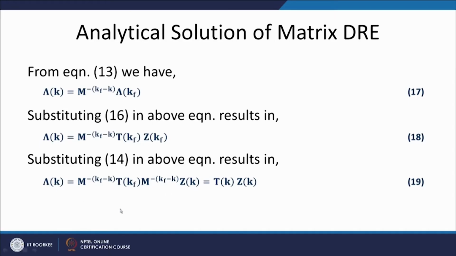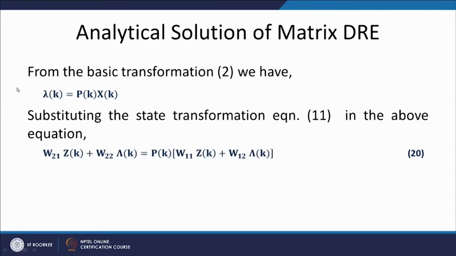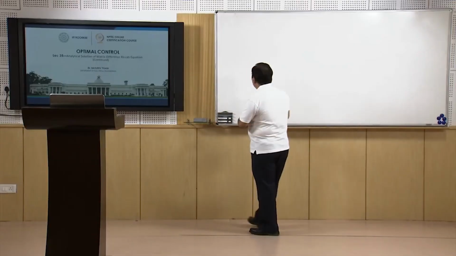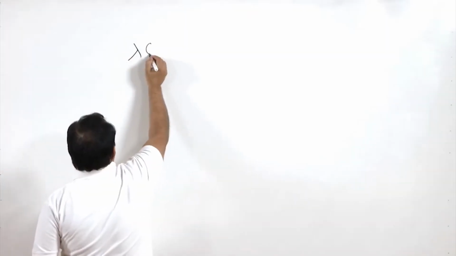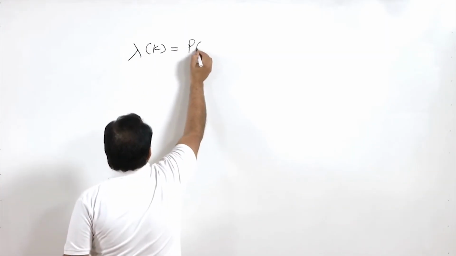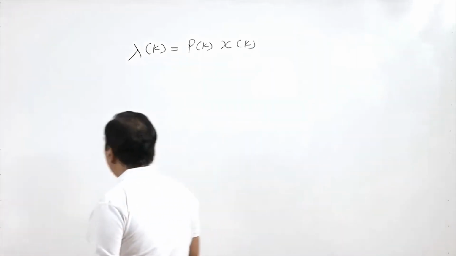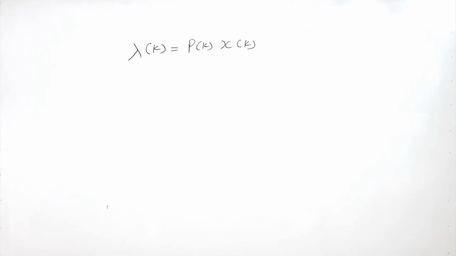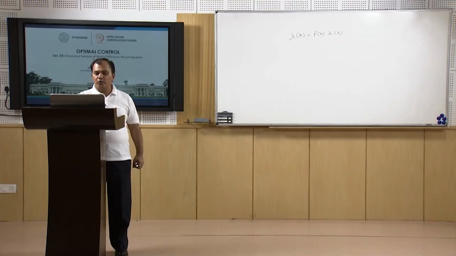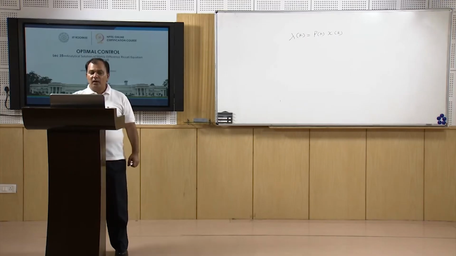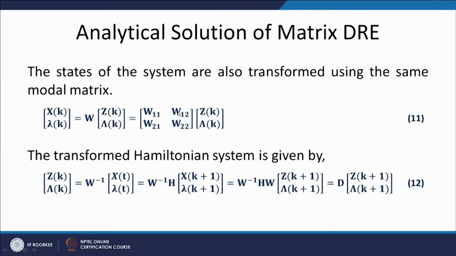So, with these two transformations, now we can write the transformation of lambda k equal to pk xk. So, now consider my transformation lambda k equal to pk x of k, and again lambda and x I will represent in terms of W11, W12, W21, W22. As we have seen here, xk I can represent in W11, W12 form, and lambda k in W21, W22. So, lambda k is W21 zk and W22 del k.